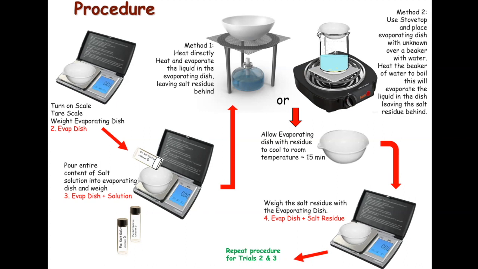And then when it's at room temperature, turn on your scale, tare it, and then weigh the evaporating dish and the salt residue. And that's the experiment. You do that for trial 2 and trial 3.